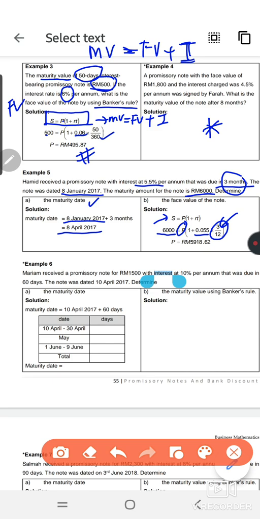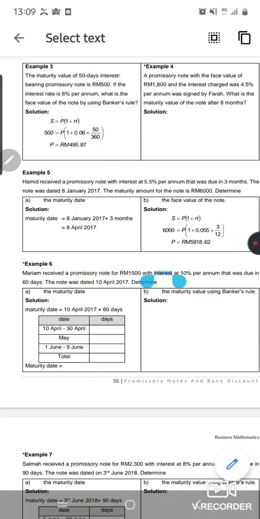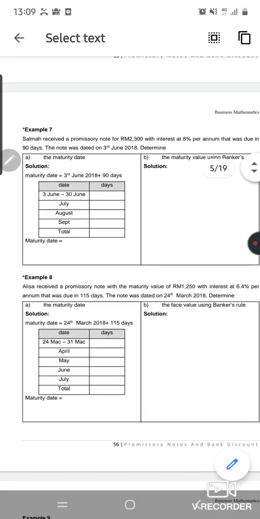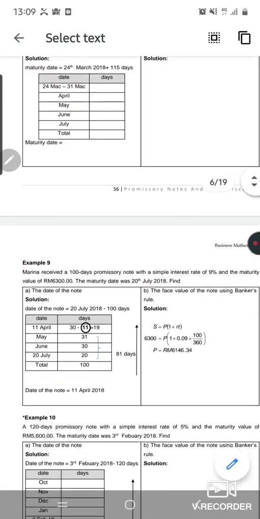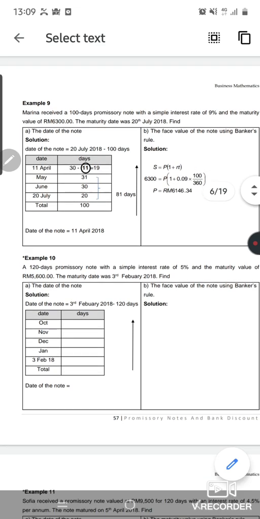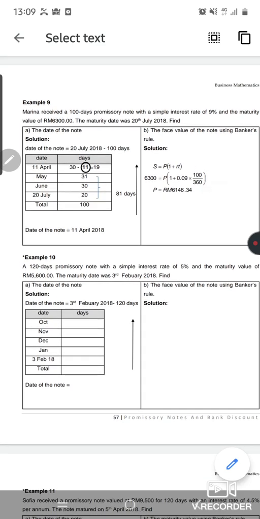Okay, so now you can try to solve example 6, example 7, example 8. Okay, so try to solve all the example. Yang tak lengkap tu awak cuba lengkapkan. Okay, yang ada ni ada solution ni saya bincangkan.